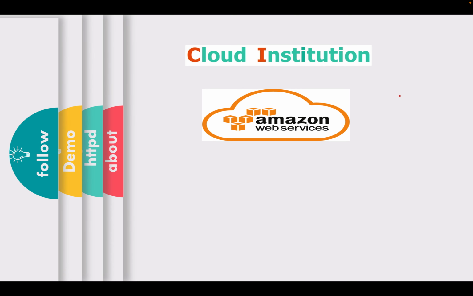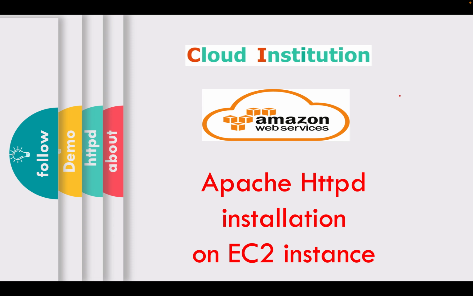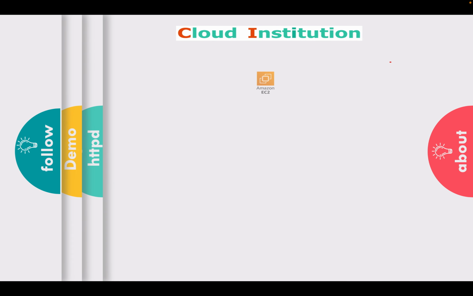So today we are going to see one of the Amazon Web Services features, which is Apache HTTPD installation on EC2 instance. We are going to see what is Apache and Apache HTTPD installation, and we're going to launch some instances and do all these things. We're going to work on this. So if you can see the next slide.